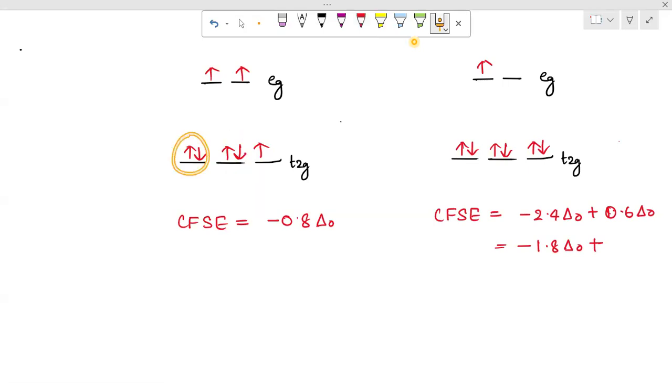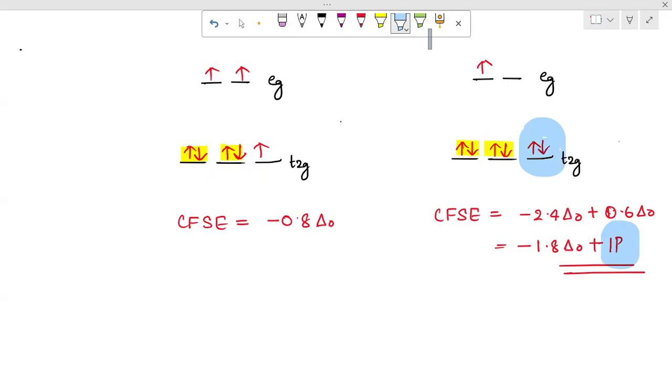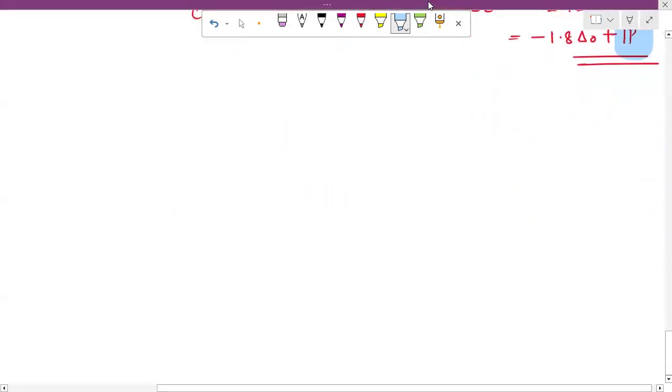In the high spin complex, already two sets are paired. You need not consider them. This one is extra, so this will come out to be one pairing energy. Compare. Already naturally paired, that would happen here as well. So you need to consider only this one, for which one pairing energy. Okay? Got it? Important, this was asked.